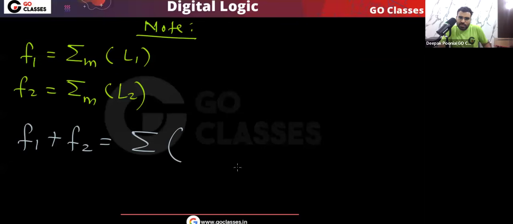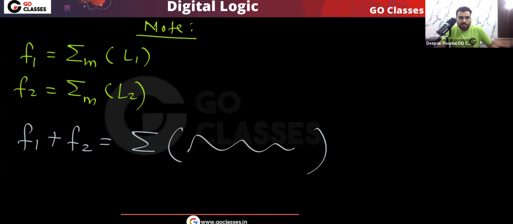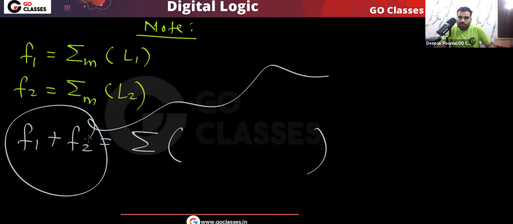Now you tell me, what will be the minterm list for F1 or F2? I want the minterm list for F1 or F2. So remember, I want those row numbers, those indexes where F1 or F2 is 1. F1 or F2 will be 1 for an input combination if at least one of these two, either F1 or F2 or both, are 1.